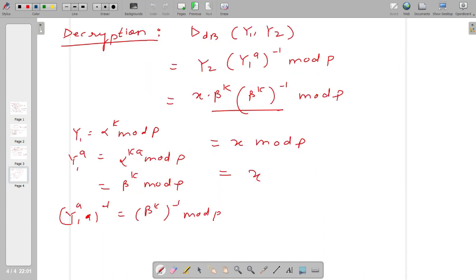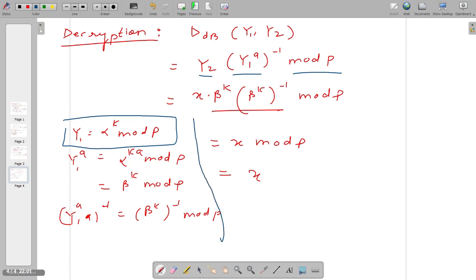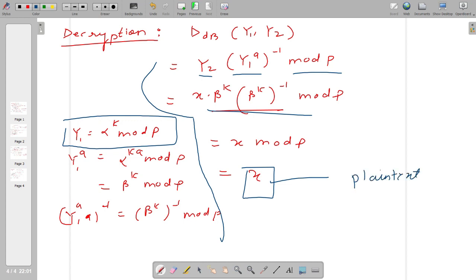Now decryption says y2 times y1 to the power a, inverse, mod p. So y2 we know is x dot beta to the power k mod p, and what is y1? Alpha to the power k mod p. So when we compute y1 to the power a, it is going to be alpha to the power k a mod p, and alpha to the power a mod p is beta, so it is going to be beta to the power k mod p. Then y2 times the inverse of beta to the power k mod p, and we put the value here and it comes out to be x, which is the plain text. So this is how encryption and decryption are performed in the Elgamal crypto system.